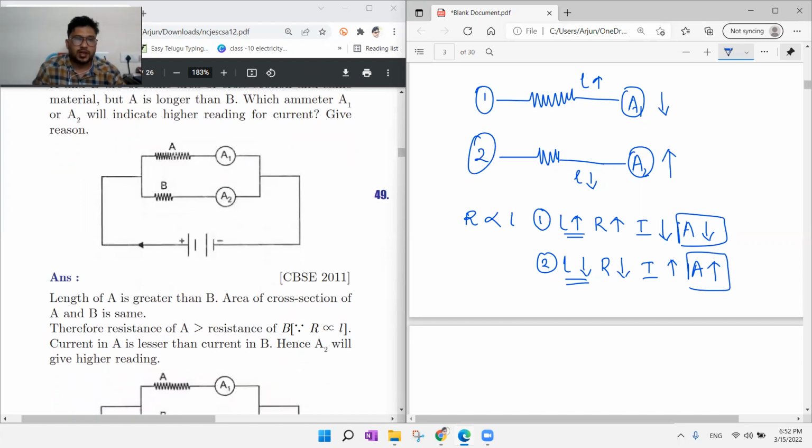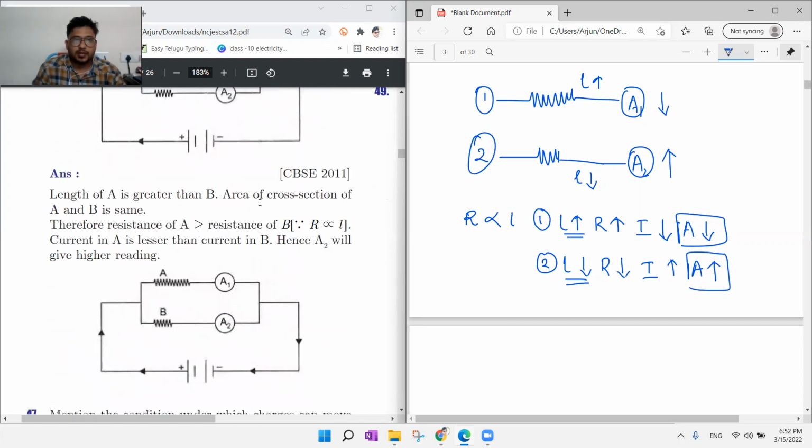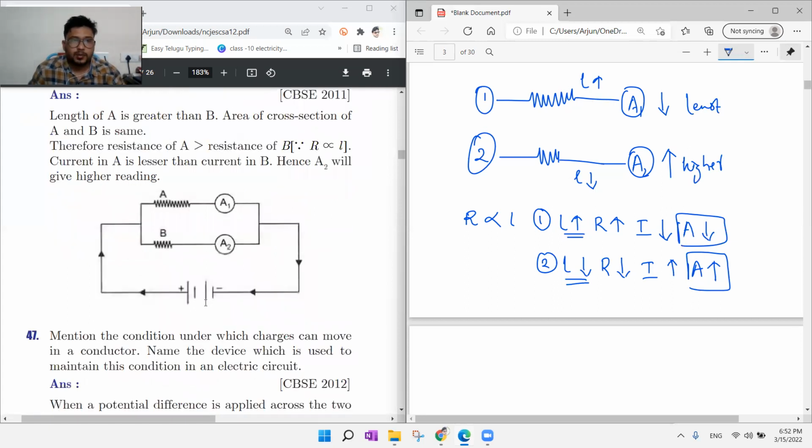So here is the answer: length of A is greater than B, and area of cross sections of A and B is the same. Therefore, resistance of A is greater than resistance of B. So current in A is less than current in B. Hence, A2 will give higher reading and A1 will give least reading. Like that you have to write.